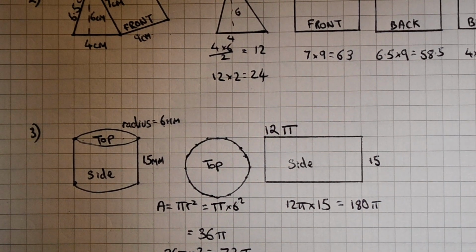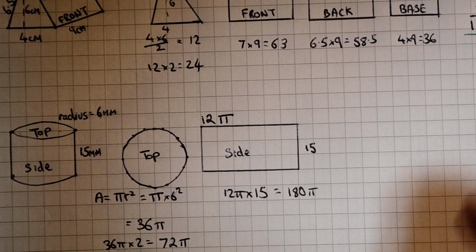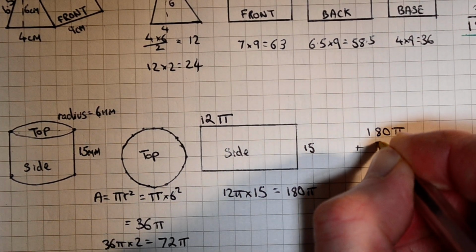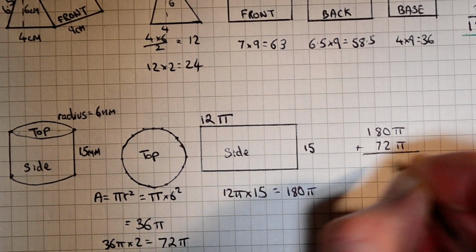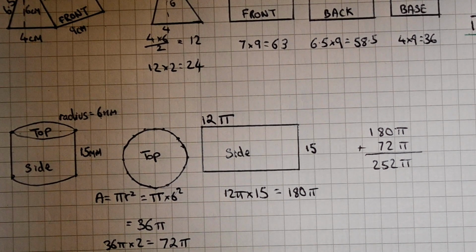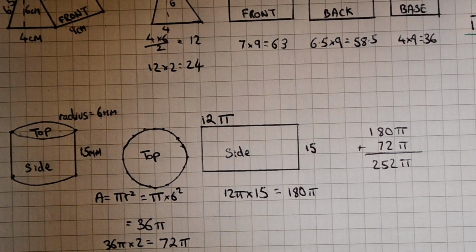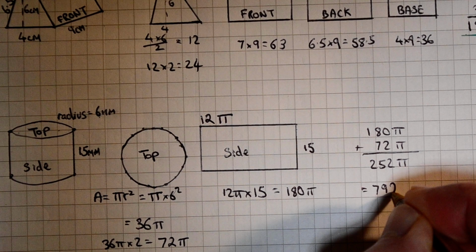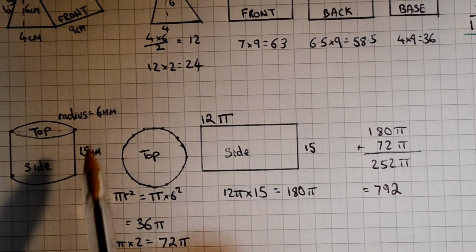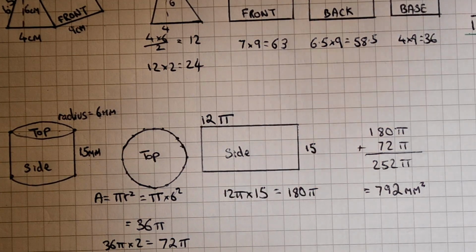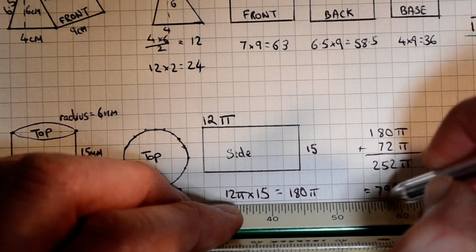To find our total surface area, then we need to add those two values together. That gives us 252 pi, or to 3 decimal places, that's 792. Units are in millimeters, so area millimeters squared. Final answer.